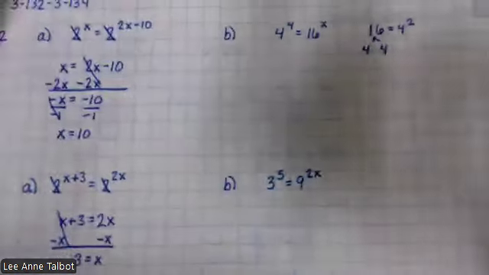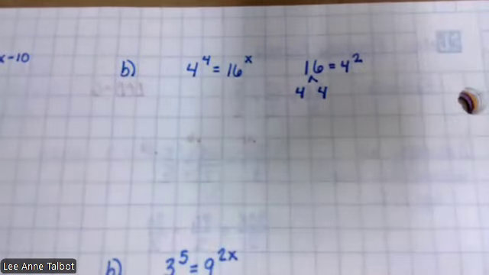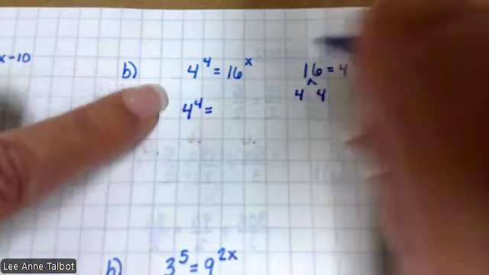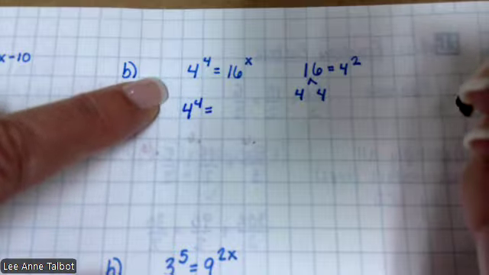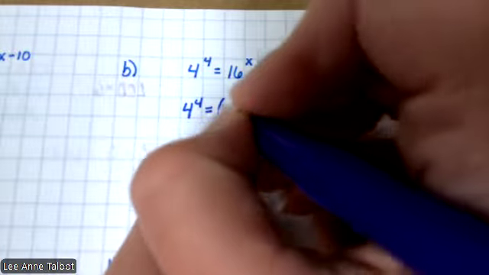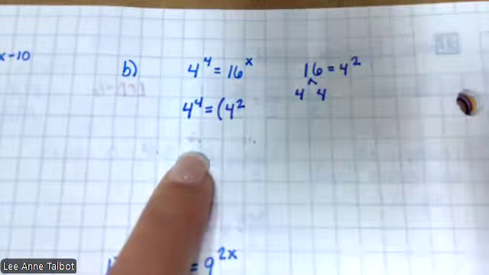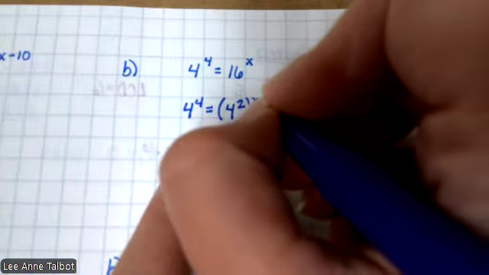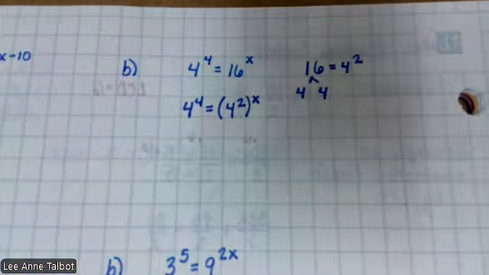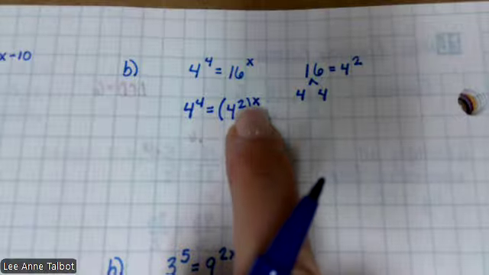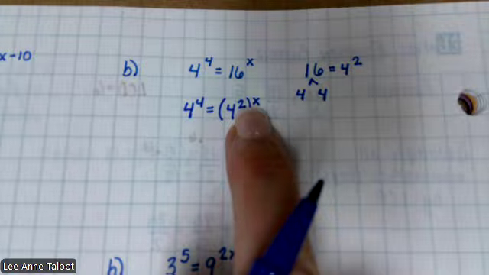Okay, now watch very carefully. This side is going to stay 4 to the 4. I'm not doing anything to that side, stays the same. But in the spot where the 16 is, I'm going to change that to be 4 squared. So think of these like little puzzles. How can I make it have the same base? I have to force it to have the same base. And then don't forget the little x that was there in the beginning of the problem.